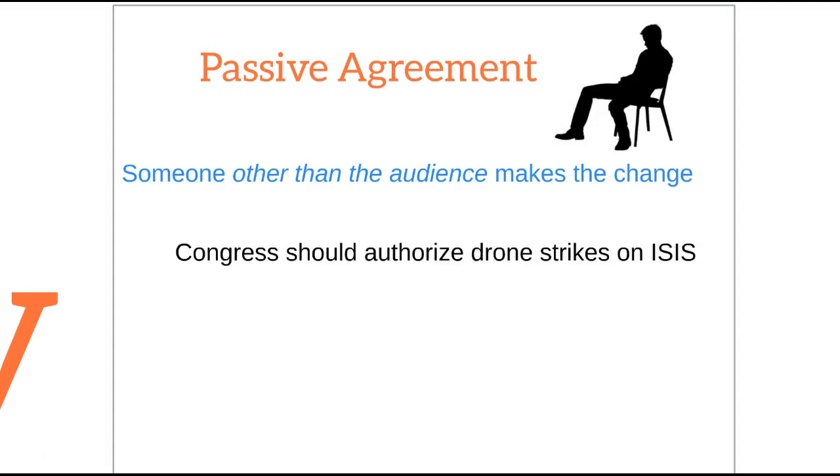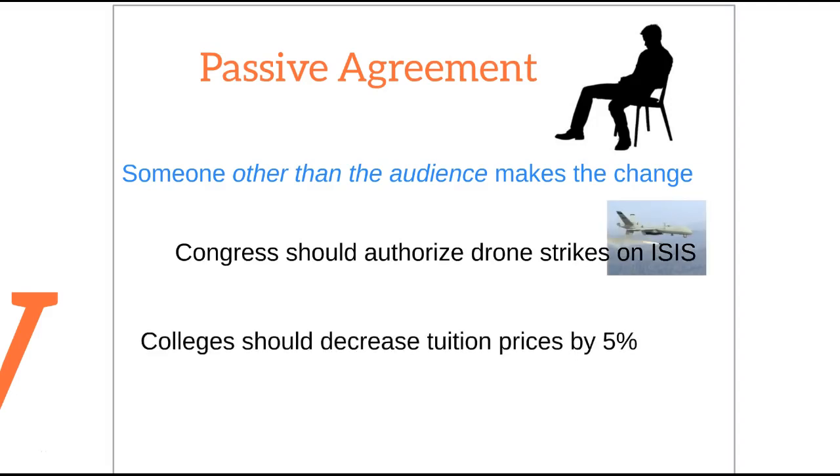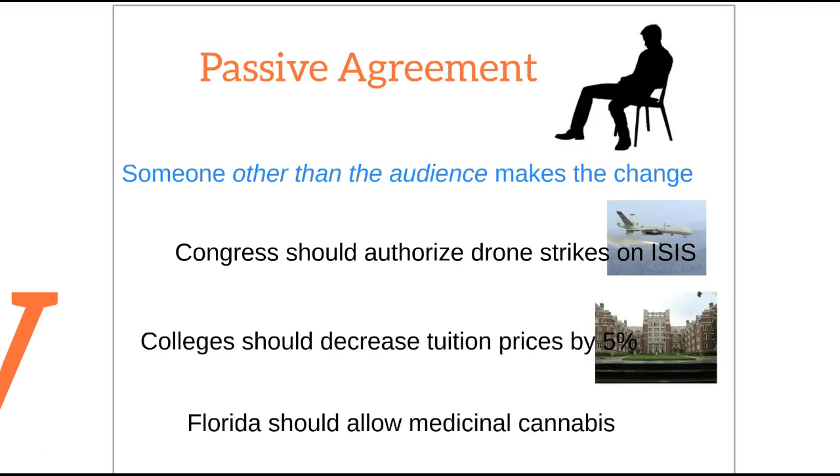Some examples of this are Congress should authorize drone strikes on ISIS, colleges should decrease tuition prices by 5%, and Florida should allow medicinal cannabis. All of these, you'll notice, have an institution, right? Congress, colleges, Florida. The audience couldn't actually do any of these things. They don't have the power to decrease tuition. They don't have the power to authorize drone strikes.